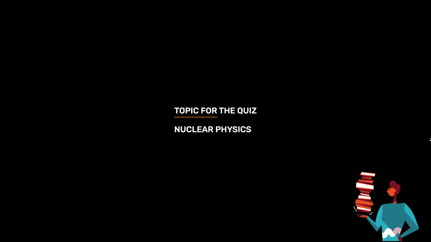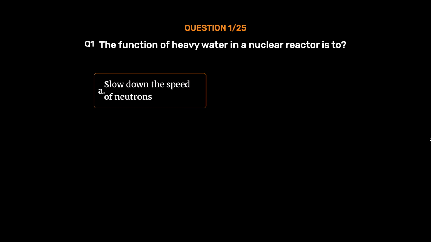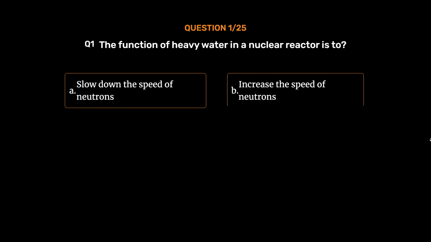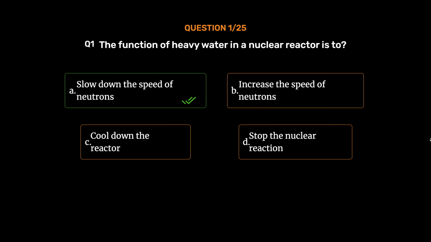Topic for today's quiz is Nuclear Physics. Question number 1. The function of heavy water in a nuclear reactor is to Option A. Slow down the speed of neutrons. Option B. Increase the speed of neutrons. Option C. Cool down the reactor. Option D. Stop the nuclear reaction. The correct answer is Option A. Slow down the speed of neutrons.